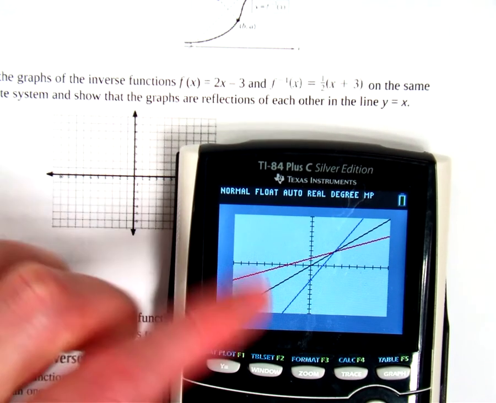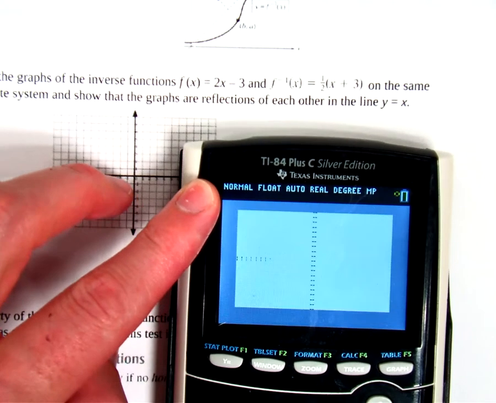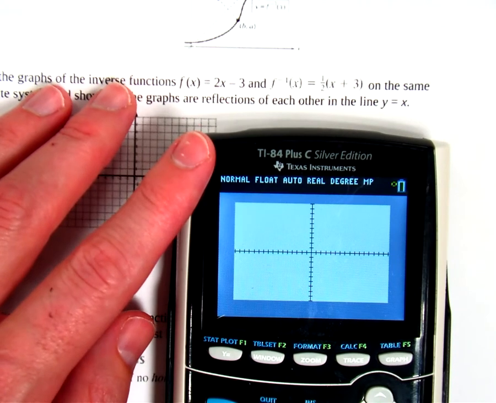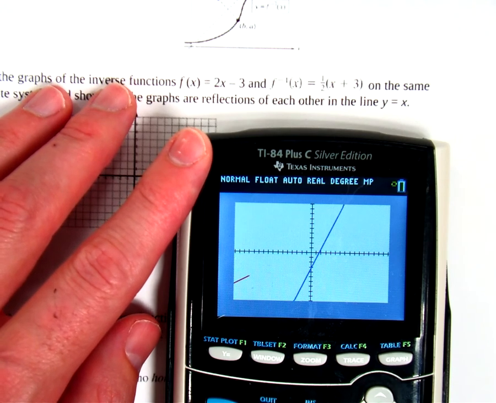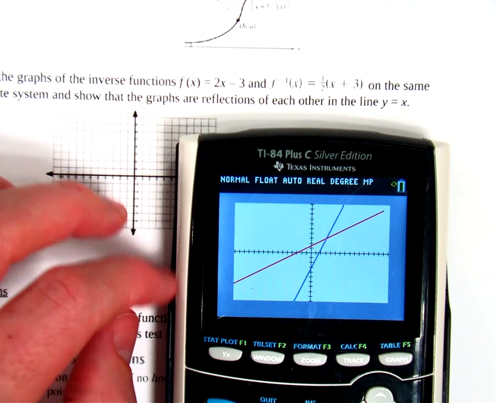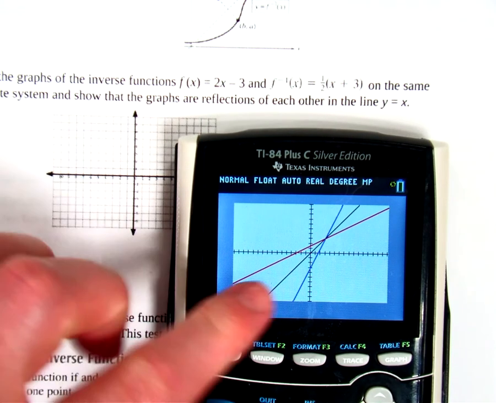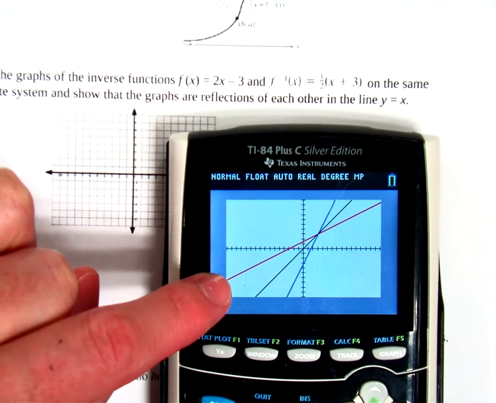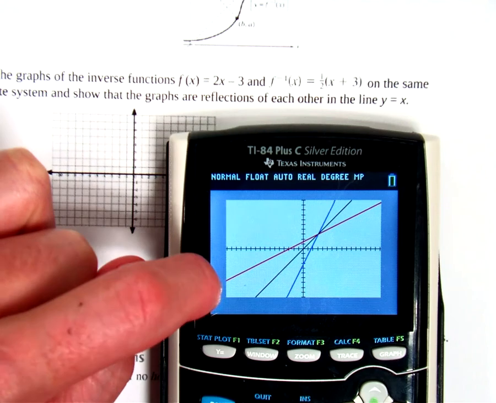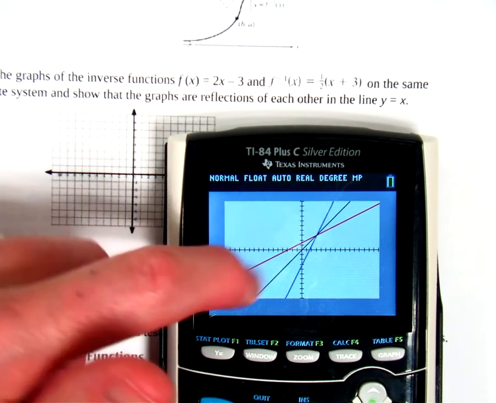Let me see if we have zoom square. There's zoom square. Hopefully this squares it up a little bit. So this should adjust it a little bit, make it more of a square or more evenly spaced, make it more obvious. Alright, so there they are. I don't know if you can see the difference in the color. The red line, the blue line, and those are being reflected over the black line there in the middle.